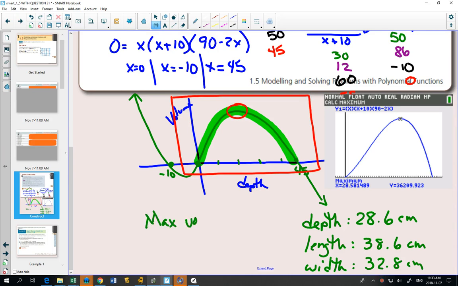The max volume that you could have is 36,209.9 centimeters cubed. Is that big? How big is that? It's not that big. Have you ever purchased luggage whose capacity was measured in liters?